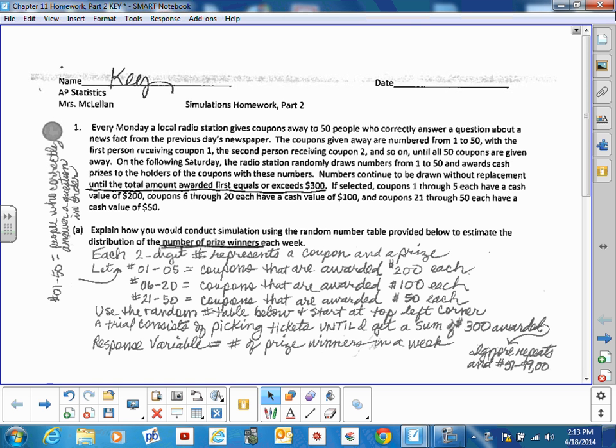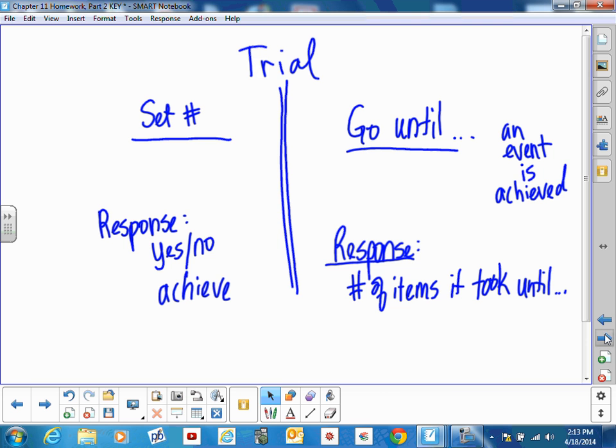Defining a trial, because I think that's the issue that we have when we are doing our simulations. I think I've kind of figured out a technique to help you better determine how to describe your trial. So here it is. When you have to describe a trial, there's really two situations.